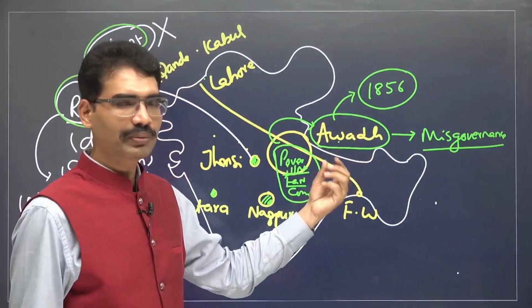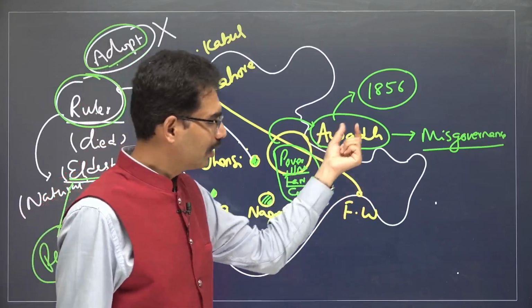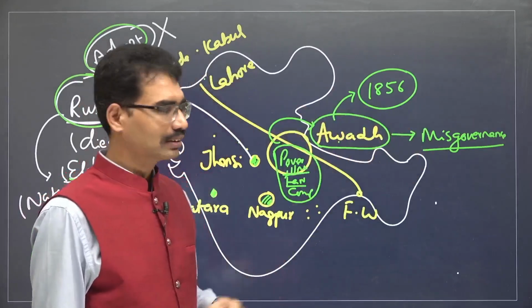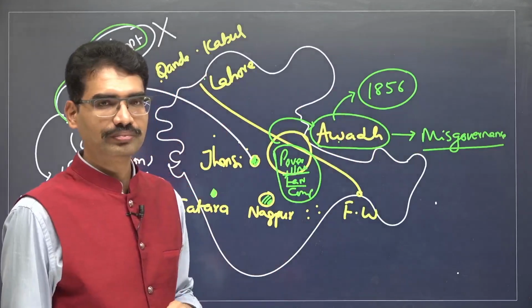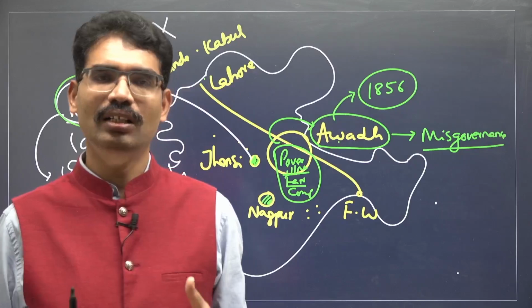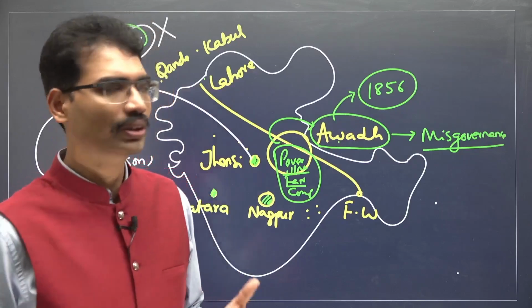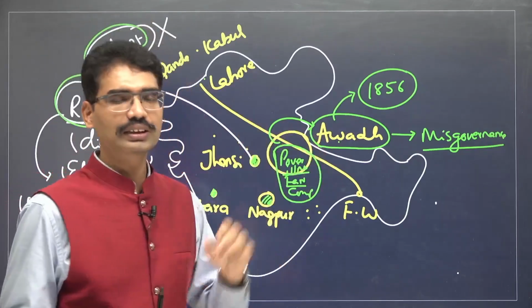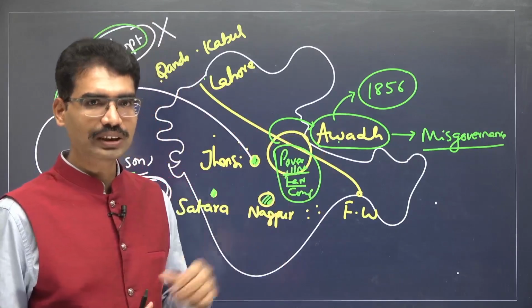That's what the British used to do since the beginning. With the misgovernance pretext, they captured it. So under the Subsidiary Alliance Treaty, they had already lost their independence. And the British are not going to fulfill their promise also. They are not supposed to involve themselves in the internal affairs, but still they used to do that.